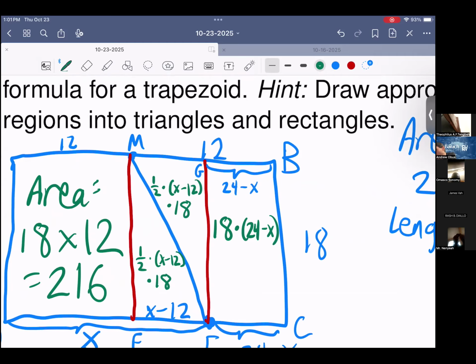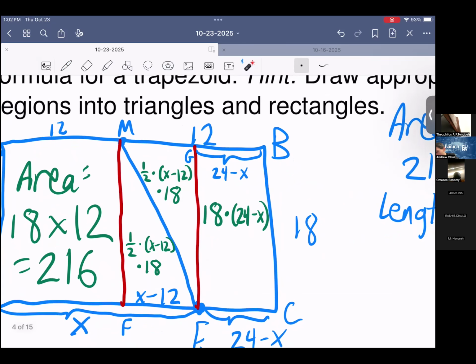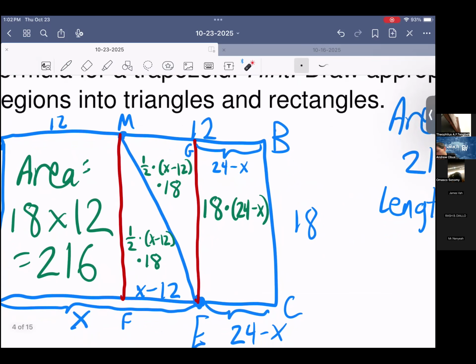Of course, we could have also just seen that these two triangles are equal to each other. They have to have the same area, right? These two triangles are congruent to each other. But regardless, we figured this out on its own if we needed to.